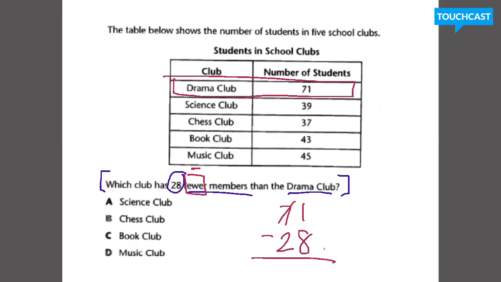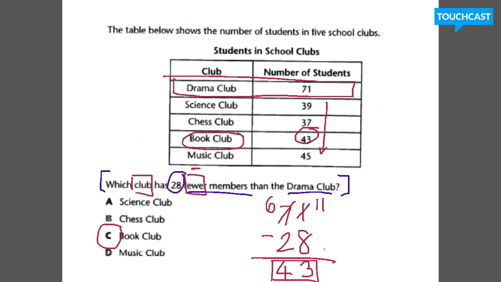So 7 tens becomes 6 tens, and 1 one becomes 11 ones. 11 minus 8, 3. And 6 tens minus 2 tens is 4 tens. So now we have an answer of 43. But that's not my answer. It's asking about which club. So all I have to do is go down the line and see which one has 43. There it is. Book club. So the answer was C, book club.